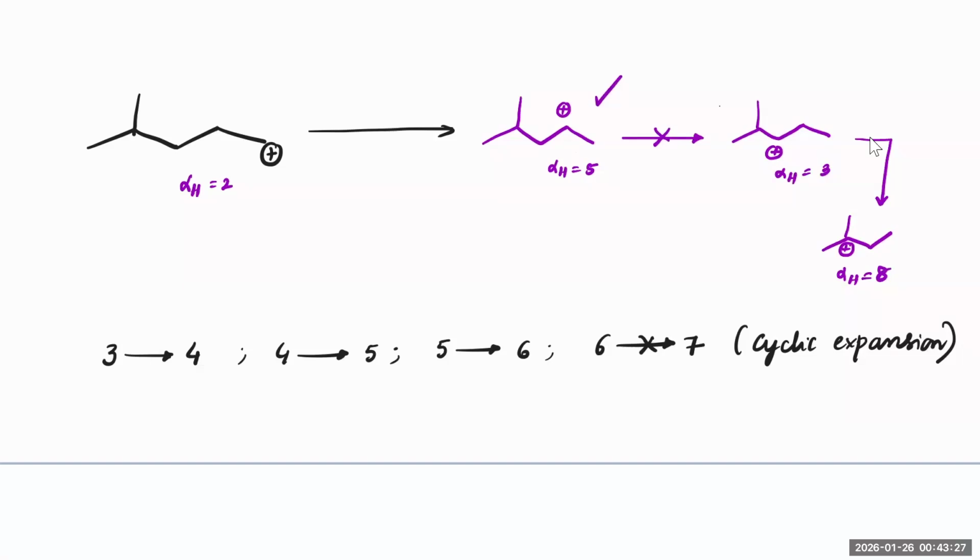Okay, so remember, at each step of rearrangement there has to be a progressive increase in the carbocation stability. If there isn't, then you shouldn't do any rearrangement at all.